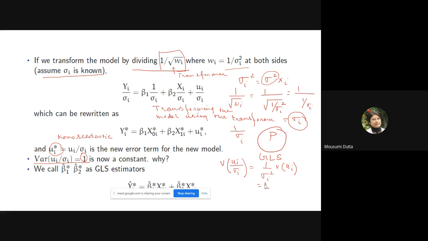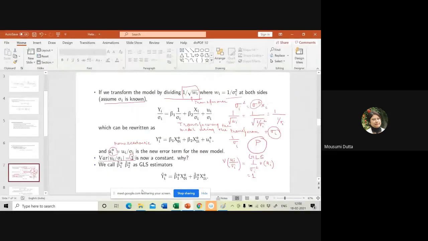So we call beta 1 hat star, beta 2 hat star the GLS estimators. Okay. And the estimated regression model becomes this: yi star hat is equal to beta 1 hat star x naught I star plus beta 2 hat star x 1 I star, etc. Okay.